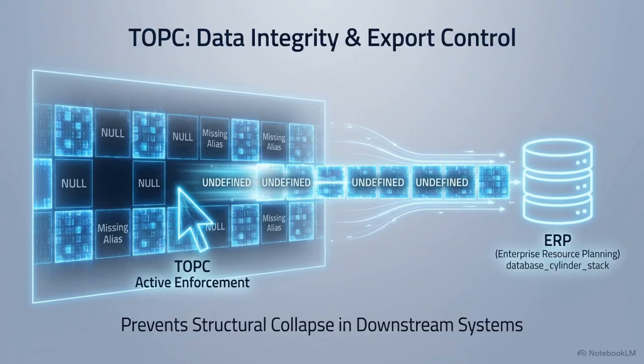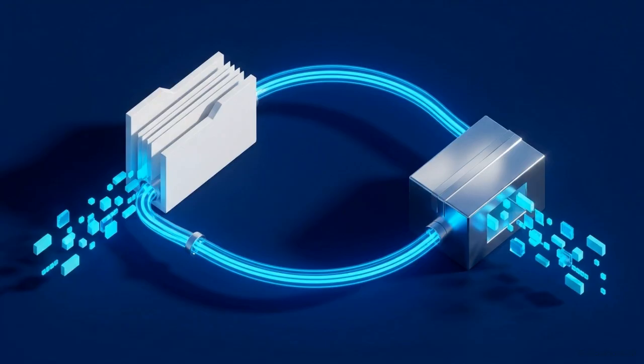To protect outbound data integrity, the TOPC command now strictly enforces default values for missing aliases and null values. By forcing outputs like undefined, it prevents structural collapse in your downstream ERP systems. Transfer Data 9.1 ensures data consistency across the entire workflow, from the automated dark processing of incoming e-invoices to the strictly formatted export of outbound data.